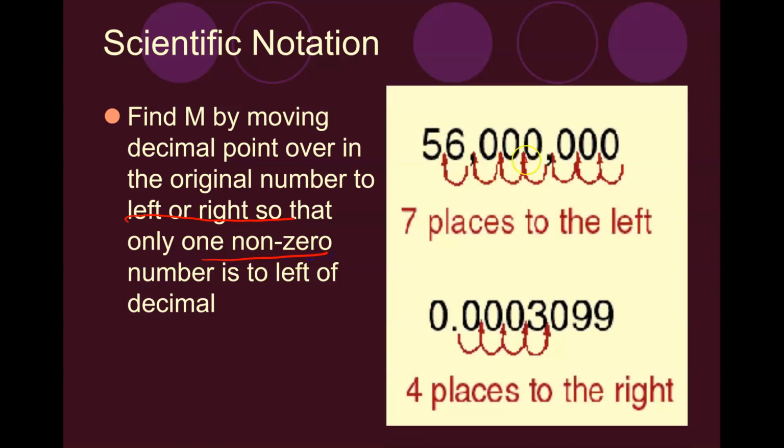So here we have 56 million. I'm going to move it from where my decimal is here. 1, 2, 3, 4, 5, 6, 7. So it was 7 places to the left. Here I'm going to go until, again, ones place. 1, 2, 3, 4. Here that's 4 places to the right.